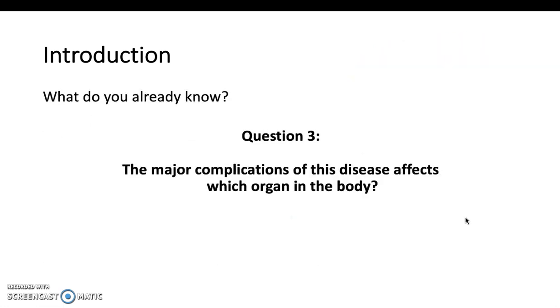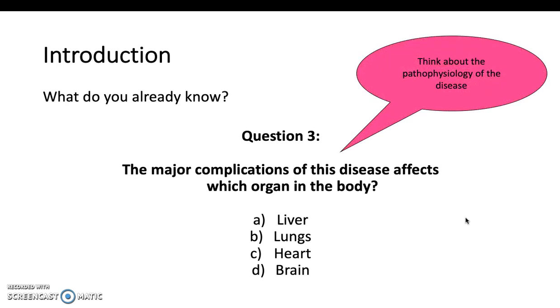Final question. The major complications of this disease affects which organ in the body? Liver, lungs, heart, or brain? So again, think about the previous question, what is the pathophysiology of this disease? And it mainly affects the heart when you get a complication.